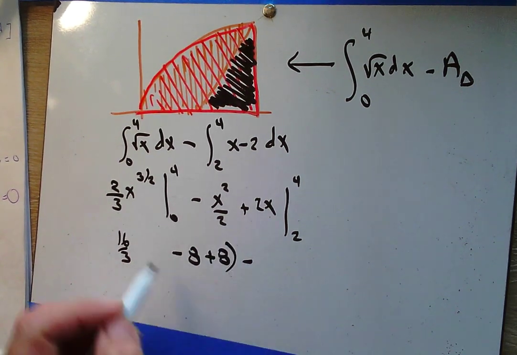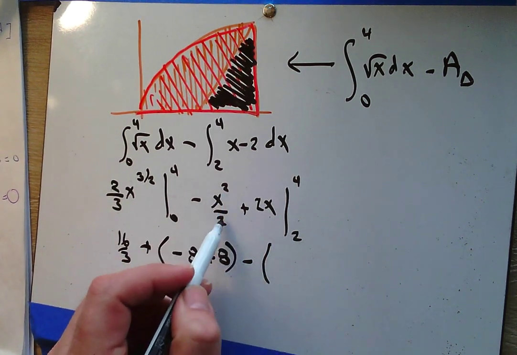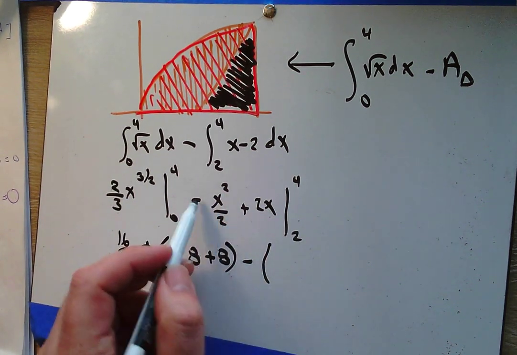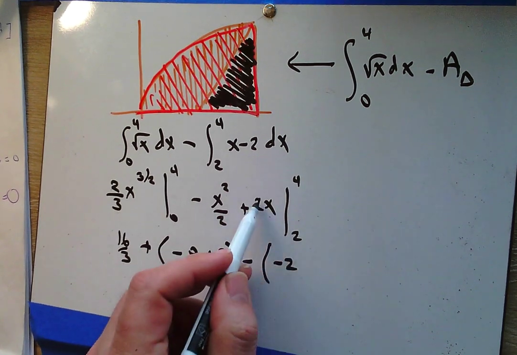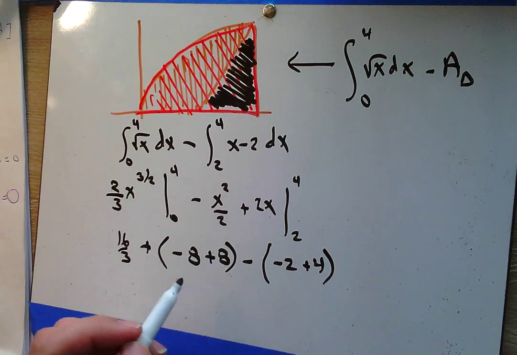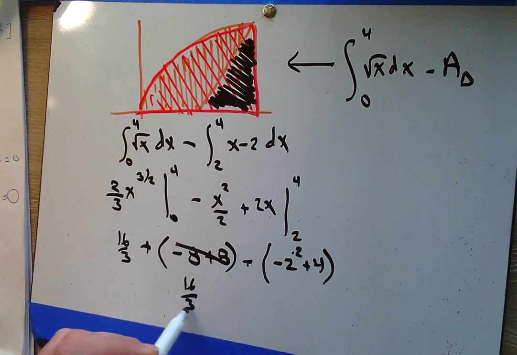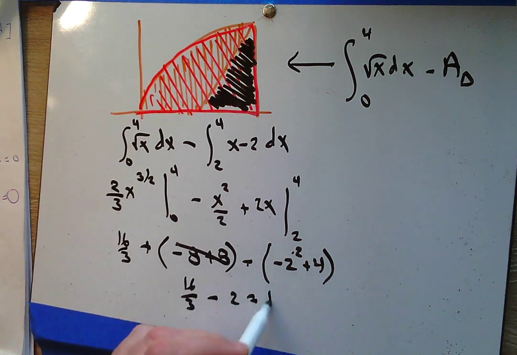Minus, 2 squared is 4. 4 divided by 2 is 2. This is minus 2. 2 times 2 is 4. Watch your signs here. These cancel. This gives me 2, negative 2, 16 thirds minus 2, or 10 thirds again.